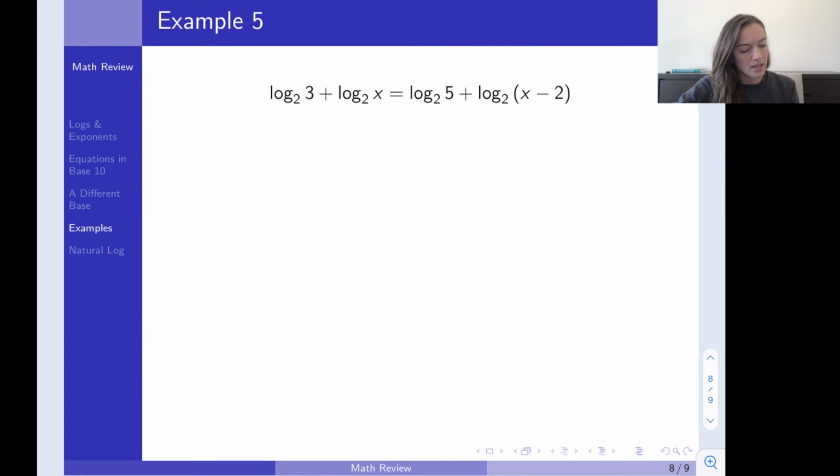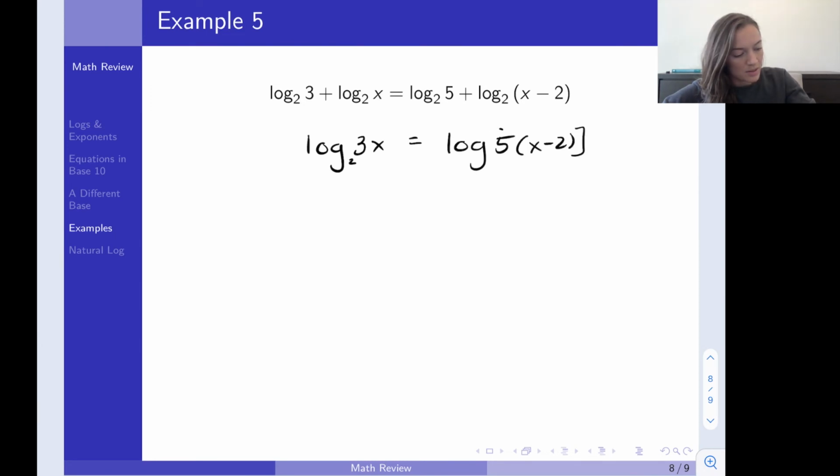Okay, so now let's look at another problem. So here we have a bunch of logs. So I'm going to condense these 2 sides into a log and a log on each side. So I'm going to use my log rules and write it as log base 2 of 3x is equal to log base 2 of 5x minus 2 on the other side. Okay, and now I can just exponentiate everything. Remember, you always want to use the same base. So I have 2 and 2 here. So I have 2 to the log base 2 of 3x and 2 to the log base 2 of 5x minus 2.